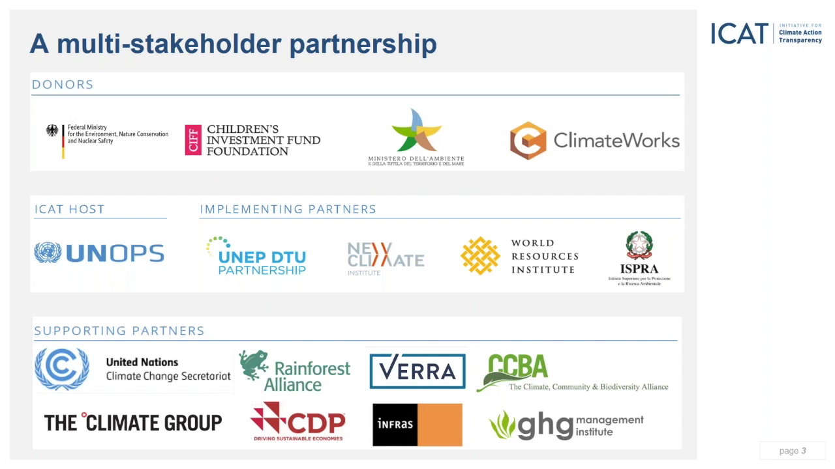So briefly about ICAT, we are a multi-stakeholder partnership made possible through funding of our 4 donors. That's the environment ministries of Germany and Italy, and 2 private foundations, the Climate Works Foundation and the Children's Investment Fund Foundation. And we are a program of UNOPS, which has a number of implementing partners, including UNEP DTU Partnership, the host of this webinar today, and a number of supporting partners, and I won't go through the full list here.